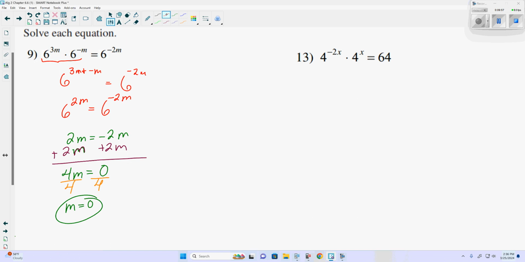Questions on this here? Questions on anything we've done so far? We good with all these so far? Well, number 13, we have 4 to the negative 2x times 4 to the x. Whenever we multiply like bases, we can add the exponents. So that would give us 4 to the negative 2x plus x. Questions on this so far? Now, since the bases are the same, we can set the exponents equal to each other. Yes?